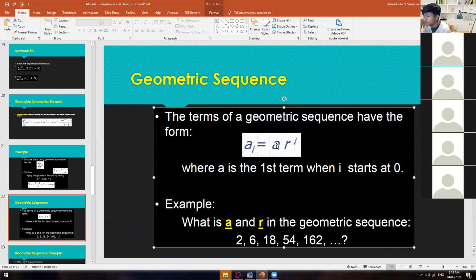As always, this is the value of the first term if we are given 0 for the starting point. For example, we have this one. What is A and R in the geometric sequence? 2, 6, 18, 54, 162. What do you guys think? What is our A, and what is our R? A is very obvious. A is the first term, so A is 2. And then what is our R?